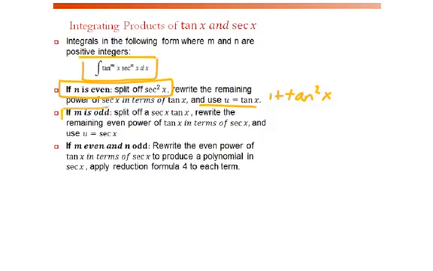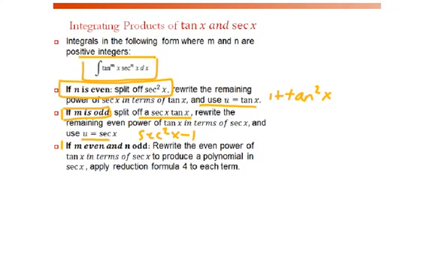If m is odd, these are a lot of rules, and it really is just going to take a lot of practice, which is why I wanted to flip this portion. So if m is odd, in other words, the tangent term is odd, you're going to split off a secant x tangent x product and rewrite the remaining even powers of tangent x as secant squared x minus 1, and then we're going to use the u substitution of u equals secant x.